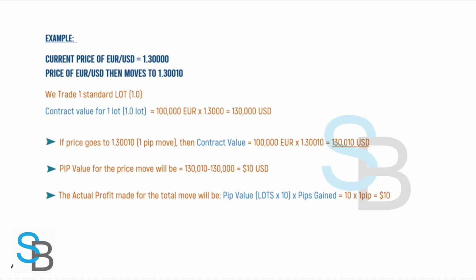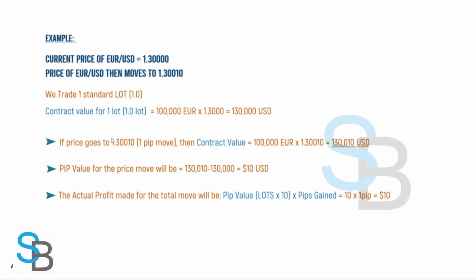Now the contract value for one lot will be equal to 100,000 of the base currency, which is euro in this example. Remember, it's Euro USD, and a standard lot is 100,000 of the base currency. So it's going to be 100,000 of euro. Now the contract value will be 100,000 multiplied by the current price, which will be 130,000 USD. So we're going to need 130,000 USD to be able to fund this contract.